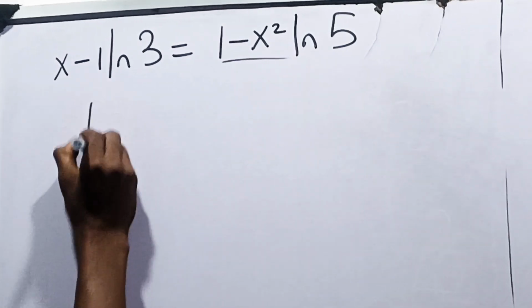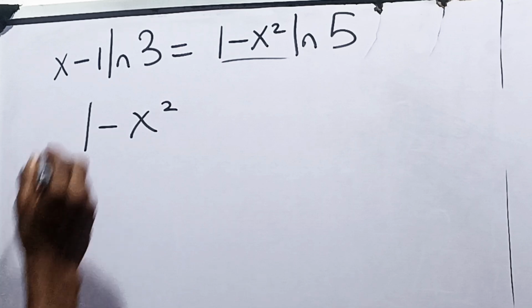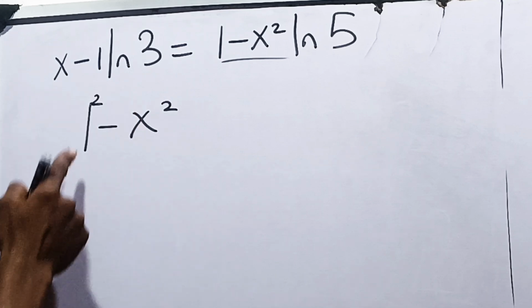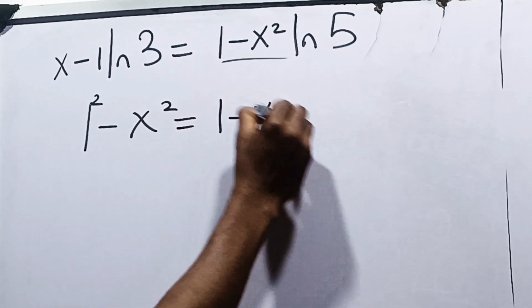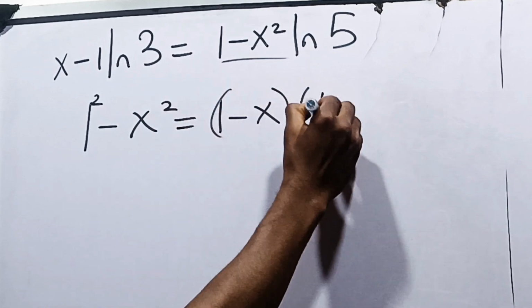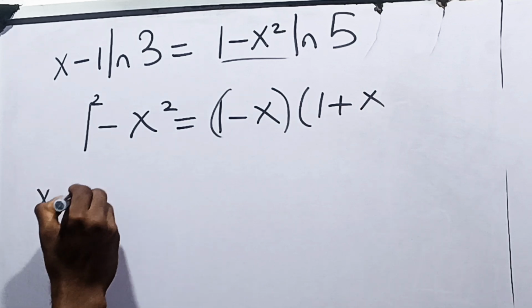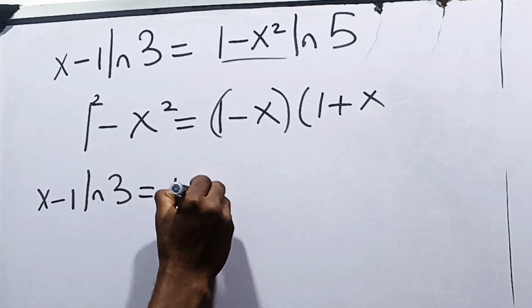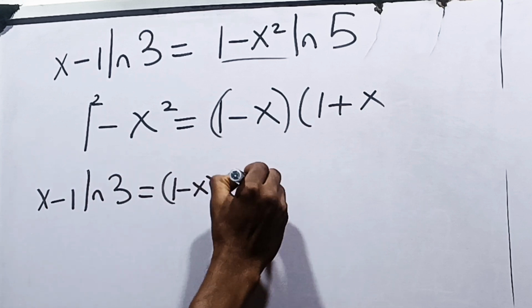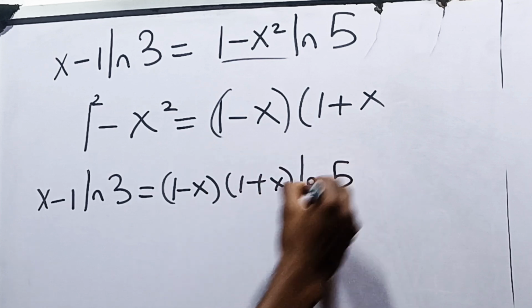So this is 1 minus x squared. Okay, I know you'll be asking yourself, what is the second power? But then this is the second power here. Because 1 is something as 1 squared. 1 squared minus x squared will be equal to 1 minus x multiplied by 1 plus x. Okay? So we can go ahead and say that this is x minus 1 multiplied by ln of 3 to be equal to 1 minus x into 1 plus x multiplied by ln of 5.